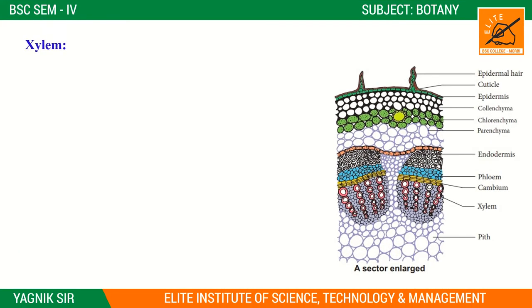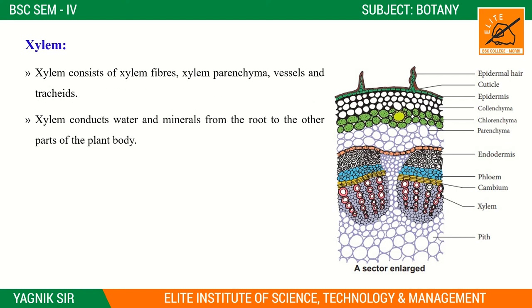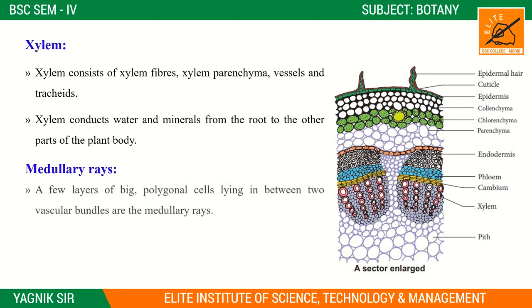Then after the xylems, so xylems consist of the xylem fibers, xylem parenchyma, xylem tracheids and the xylem vessels. So all the parts are present, right? And the xylem is a conductor of water and minerals from the root and transports them all over the plants. So here another region, another ring is formed, and it is called the medullary rays, right?